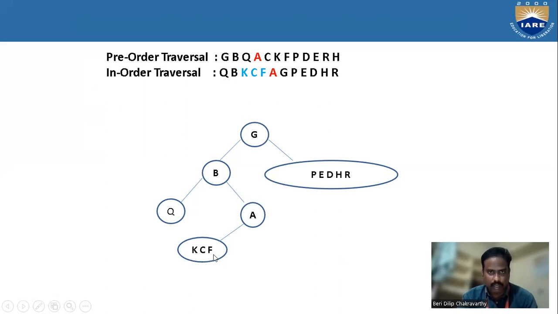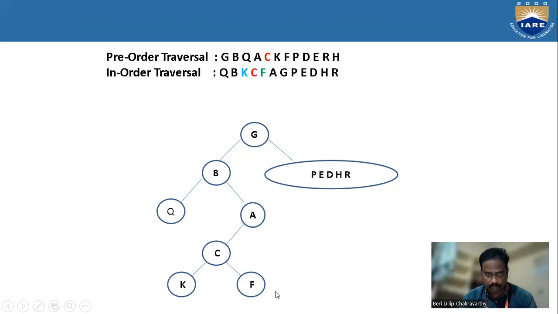For KCF, again, which one is the first? KCF. That means C comes first. Okay, C comes first, and K is the left, and F is right. You will be getting it as C is the root, and K is left, and F is right.